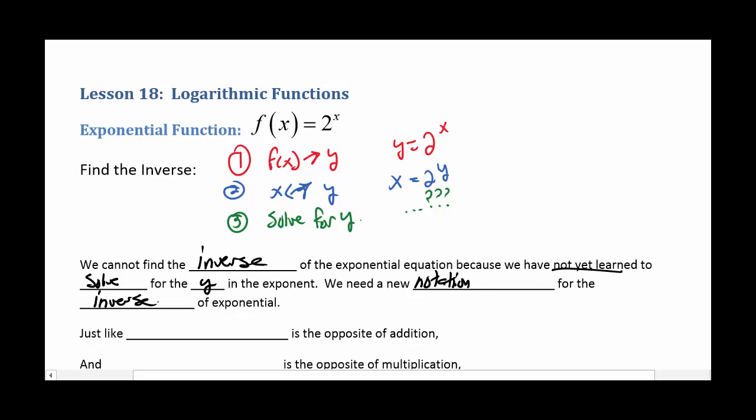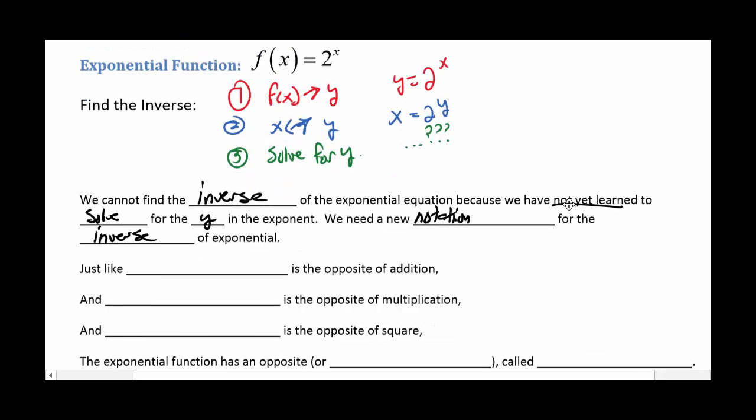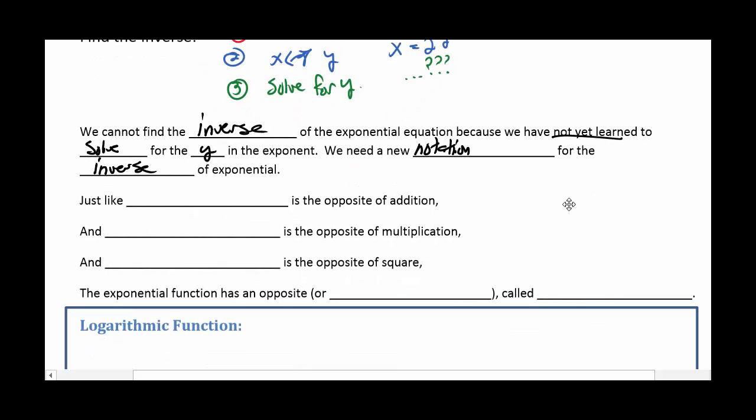So I want to try to convince you, for starters, that prior to this moment, we don't have a way to do this. So we've got to have a new tool that allows us to answer this specific question. Honestly, this isn't a new idea for us. We were actually familiar with coming up with a new tool to undo an operation. So, for example, subtraction is the opposite of addition.